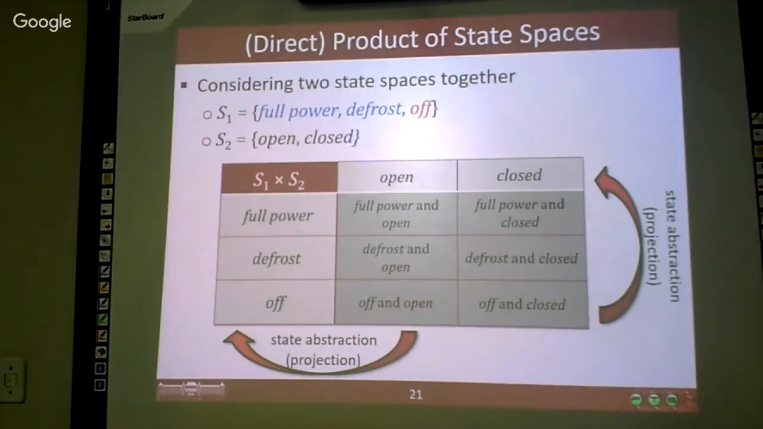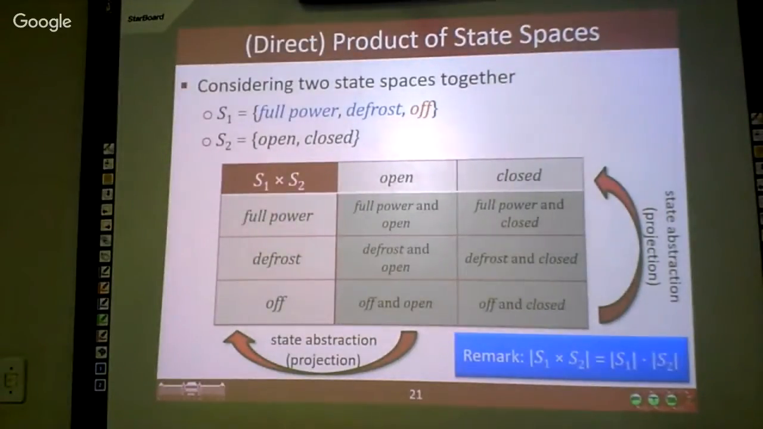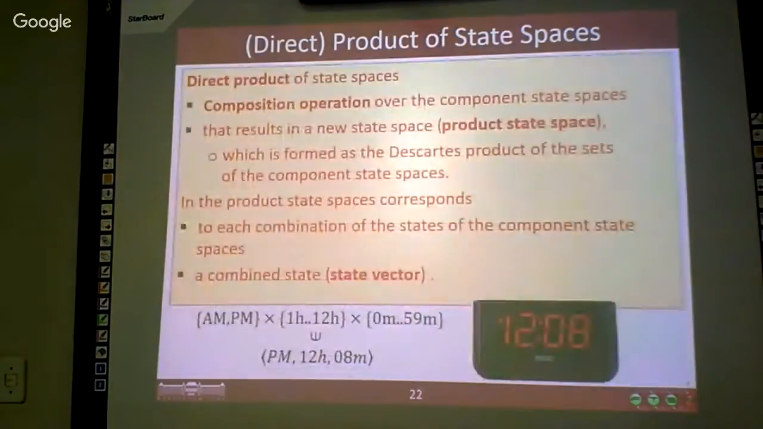And in this direction, you still get an abstraction of the composite state space. And the remark is that if you just compose the direct product of the two state spaces, then the size of the composite state space is just S1 times S2, the subsystem state spaces composed together.